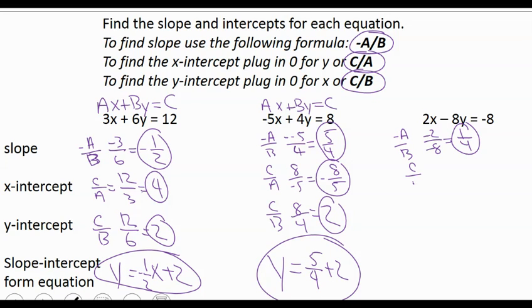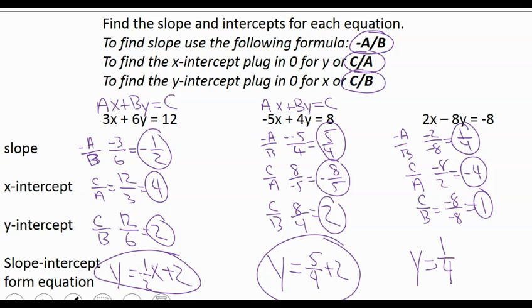C over a for the x-intercept would be negative 8 over 2. So my x-intercept is negative 4. My y-intercept would be negative 8 over negative 8. My y-intercept is 1. So then my equation, my slope is 1/4. My y-intercept is 1. So y equals 1/4 x plus 1. All right, let's go to the next one.